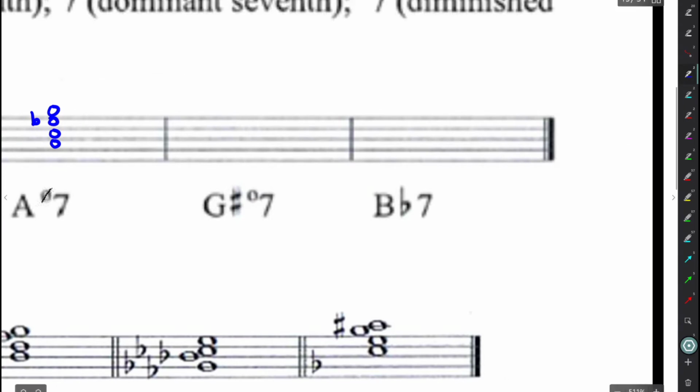Next, G sharp fully diminished 7. I have a G sharp. And to make this fully diminished, I don't need to add anything else. And finally, a B flat 7. I'll need to add an A flat so that I have a minor 7th and not a major 7th.